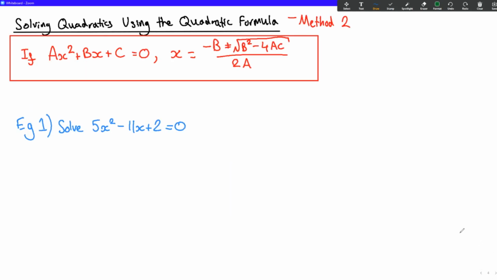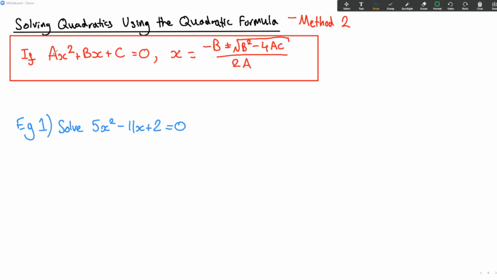Now we're going to move on to our second method. So again, this is all still higher content, so only on the higher specification. We're going to solve quadratics using the quadratic formula. So this is method 2. This is the quadratic formula.